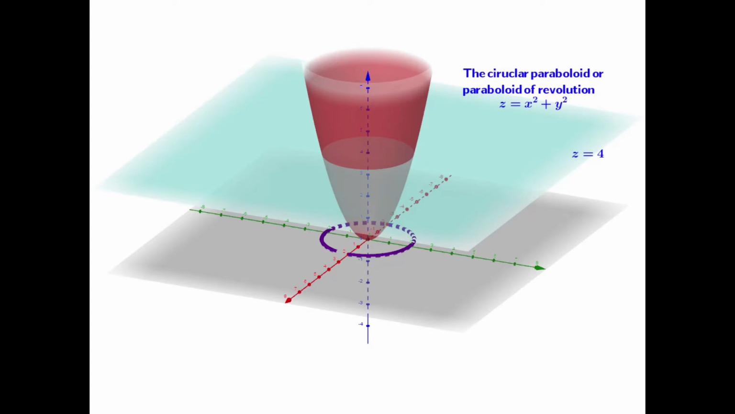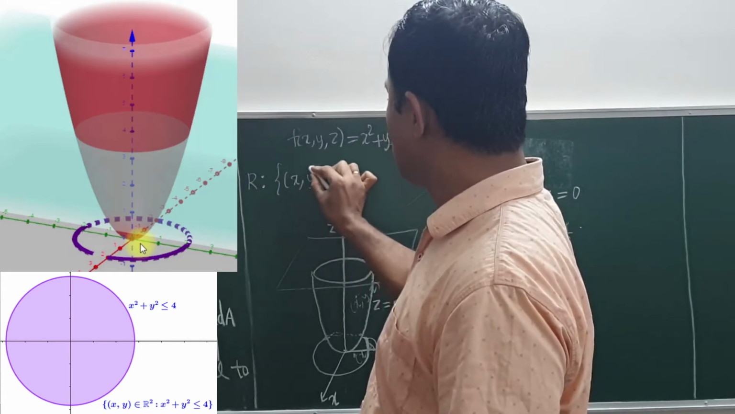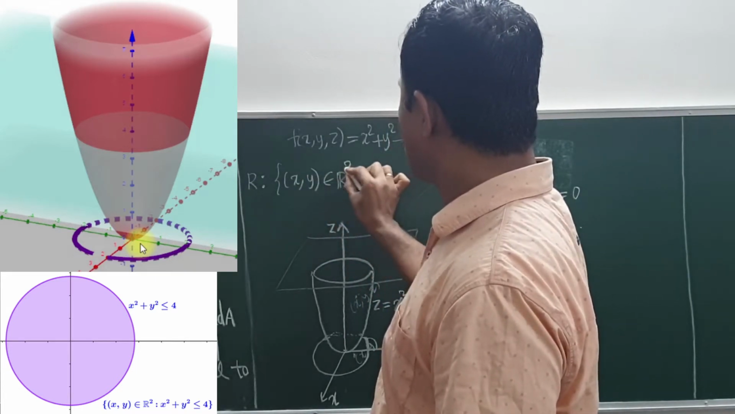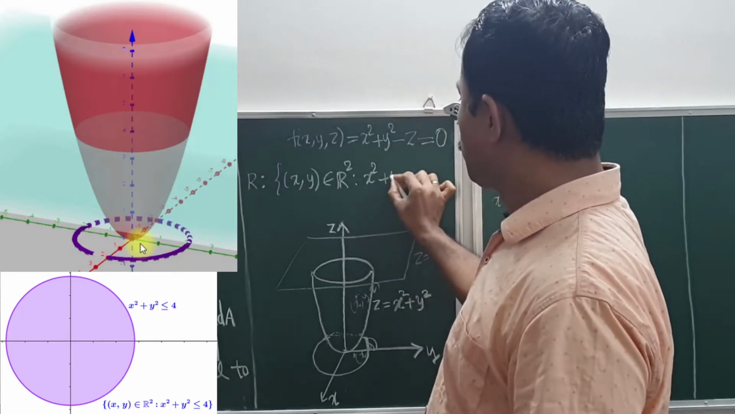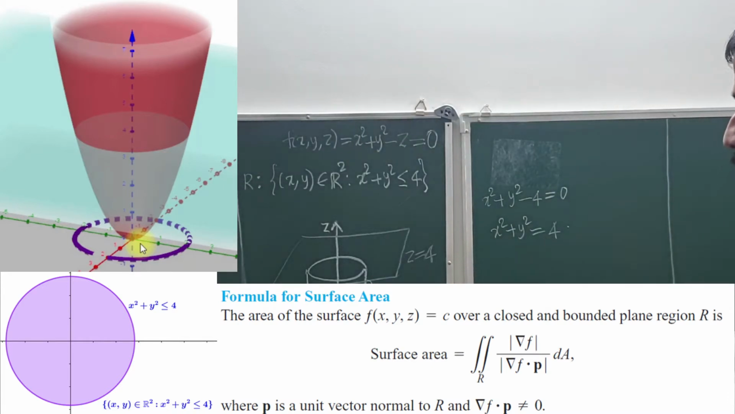Now what we see is this: if we consider this surface z equals x square plus y square as the graph of a function, then the points on the circle and inside the circle will lie on the surface, bounded between the planes z equals 0 and z equals 4. So our region is the set of all ordered pairs (x, y) in R2 such that x square plus y square is less than or equal to 4. So this is the region of integration.